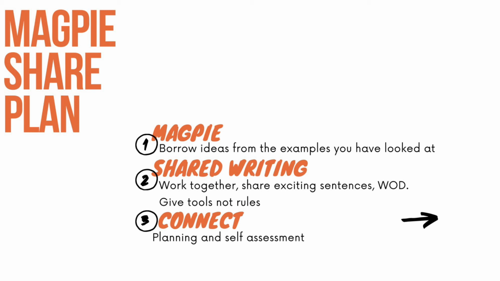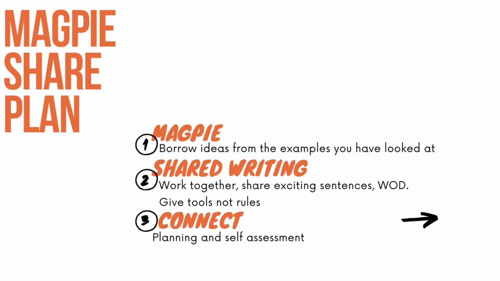Along this, we'll do a shared write as a class where I talk about what I would do if I was a pupil writing this piece. I'll try and include exciting sentences and I could use words of the day and I try and drop in my magpie ideas as well as take on ideas from the pupils. This is just to give the class a whole set of tools that they might want to use rather than rules that they have to follow.